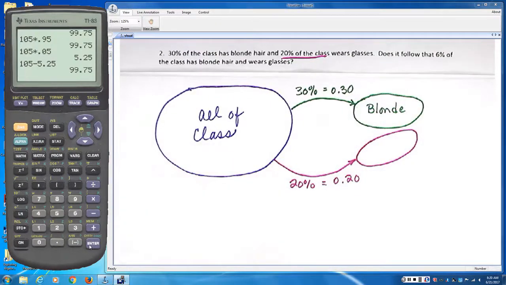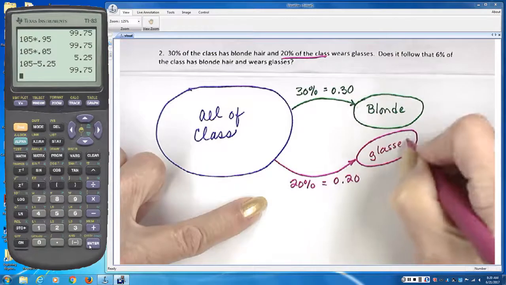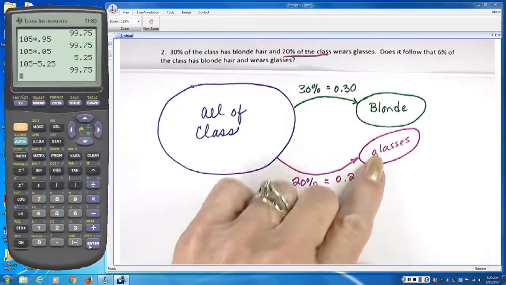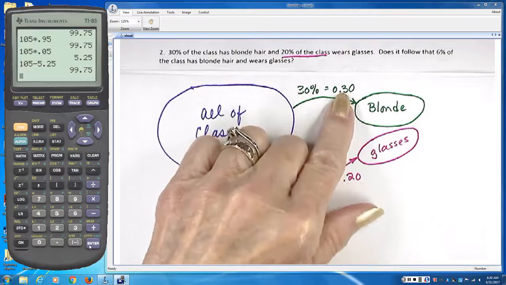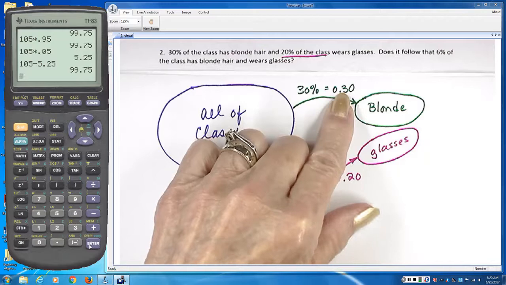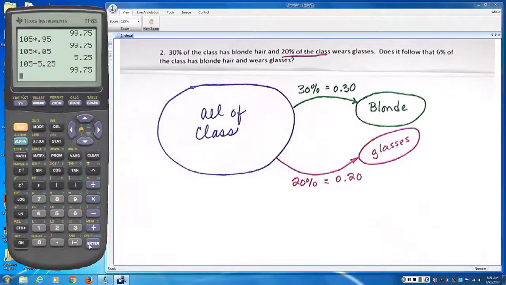Now this is a new group. But the question is, are there any blondes that wear glasses? Well, if 20% of the whole class wears glasses, then 20% of the blondes wear glasses. That makes sense? 20% of my whole class wears glasses, so 20% of my blondes should wear glasses.